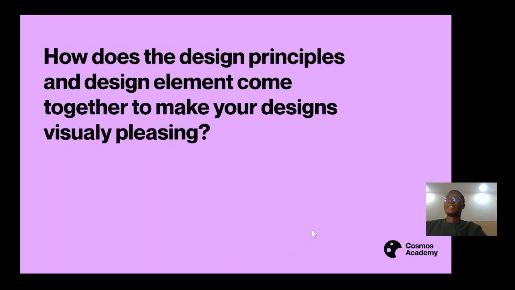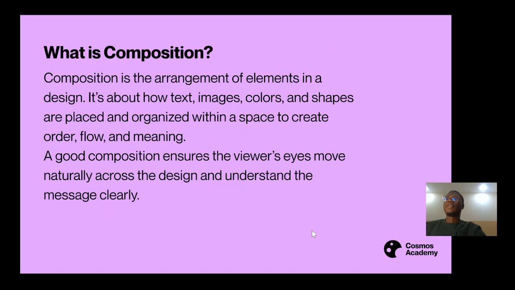When a designer combines design principles and design elements to make a design visually pleasing, it's called composition. So composition is the arrangement of elements in a design. It's about how text, images, colors, and shapes are placed and organized within a space to create order, flow, and meaning. A good composition ensures the viewer's eyes move naturally across the design and understand the message clearly.